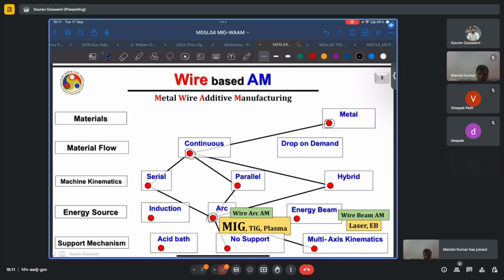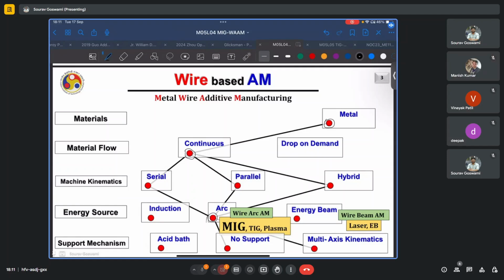And as we had been discussing, the support mechanisms in this case typically are not encouraged because it will be very difficult to get rid of them. Instead, what we do is we either stick to very simple geometries that do not really require supports, or on the other hand, we use multi-axis kinematics, which is actually a more practical solution. The other one is pretty restrictive.